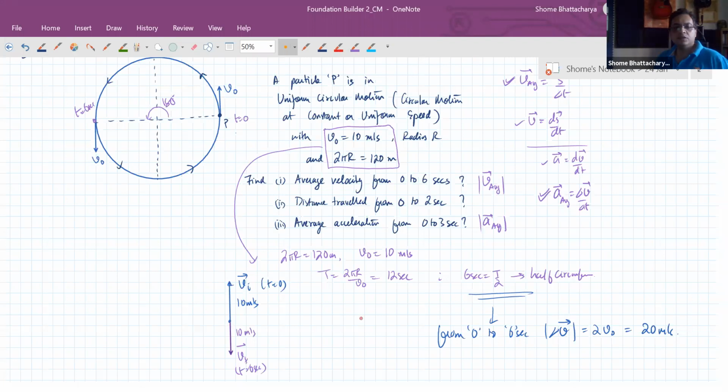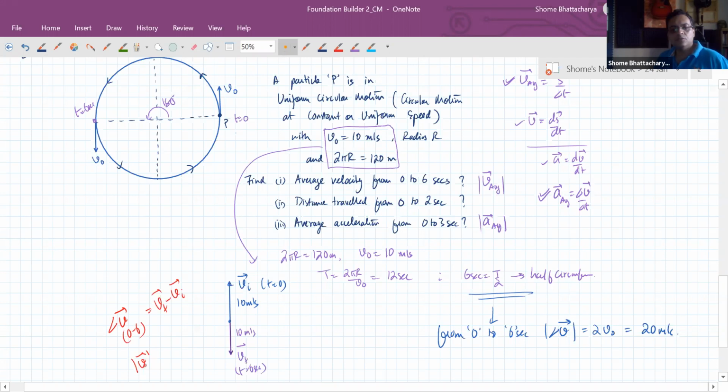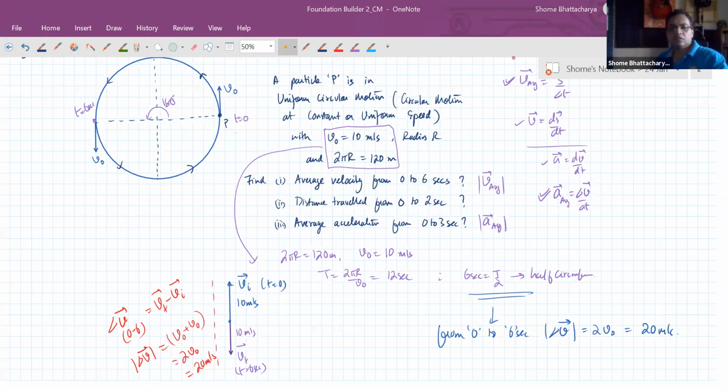So now what is your change in velocity? Delta v from 0 to 6 seconds is final velocity minus initial velocity. So that will have a magnitude. So what will its magnitude be? They are at 180 degrees to each other, no? So the magnitude of that will become v0 plus v0, 20 meters per second. So the change in velocity is equal to this much. Okay.